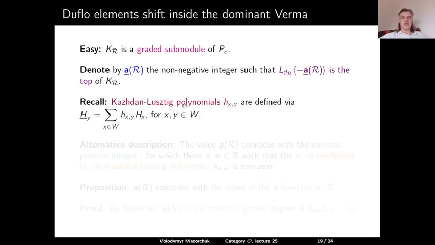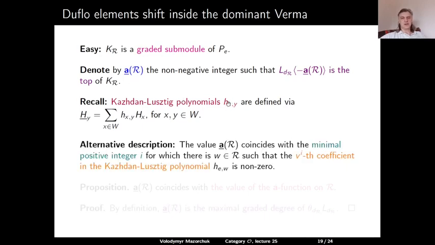Recall that Kazhdan-Lusztig polynomials h_{x,y} are defined as coefficients of the transformation matrix from the standard basis to the Kazhdan-Lusztig basis. Using the Kazhdan-Lusztig polynomials, we can give an alternative description of a-underline of R. A-underline of R coincides with the minimal positive integer i for which there is w in R such that the coefficient in the Kazhdan-Lusztig polynomial h_{e,w} at the term v to the power i is non-zero. On the next slide, we will give a proof of this alternative description.